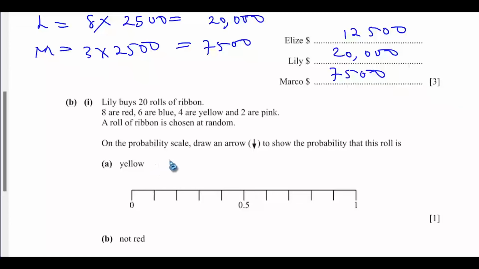So to get the probability that it is yellow, it should be the number of yellow over the total. For this one, it will be equal to 4 are yellow, over the total, which is 20. If you convert this, it will be 1 out of 5, which is the same as 0.2. So 0.2 will be here, and you can draw an arrow like this. So this will be 0.2 for yellow.